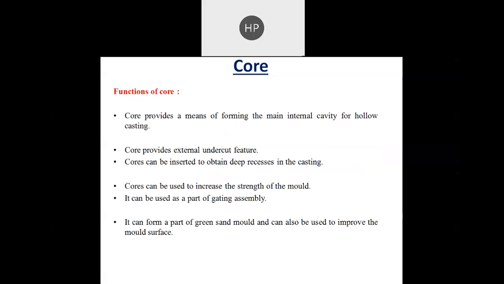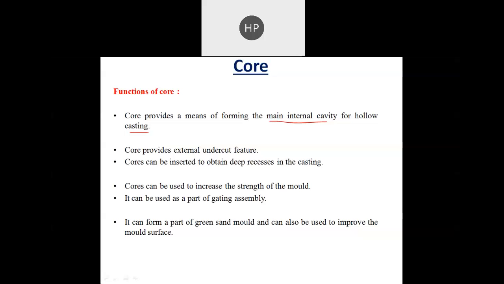What is the function of the core? The core provides a means of forming the main internal cavity for a hollow casting. Again, this is important: we are talking about hollow casting only, and only then are we using the core. So the function of the core is that it provides a means of forming the main internal cavity for a hollow casting.